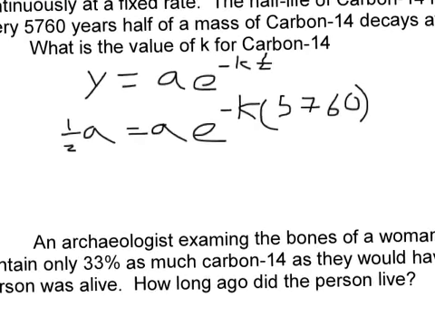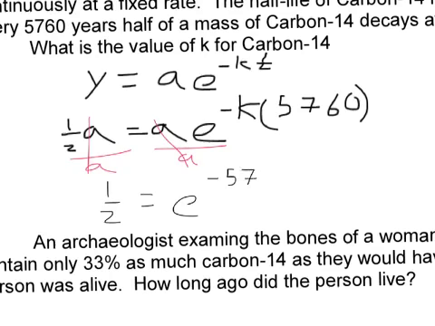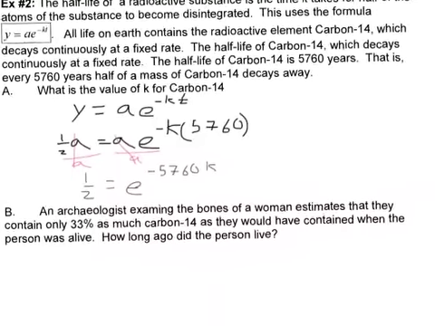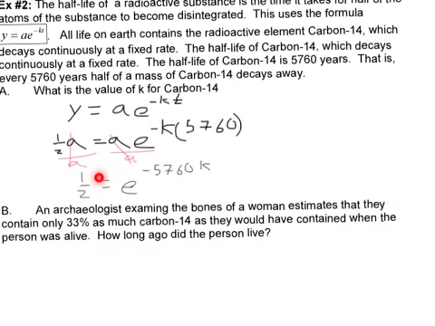All right, well, let's think about this now. We could divide both sides by A, and the A should just cancel out completely, and we just get that 1/2 equals e to the negative 5,760k. Well, we can rewrite this as a log. And in fact, since we have an e, we can rewrite it as a natural log.